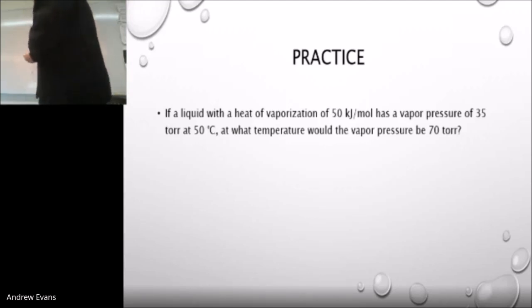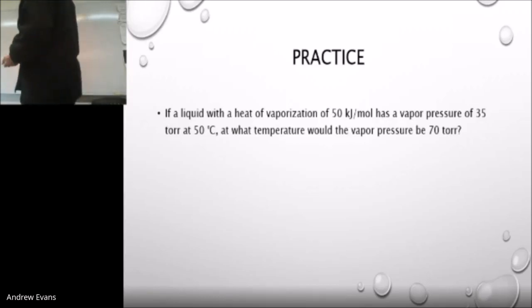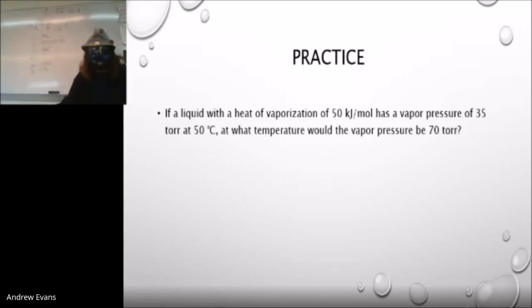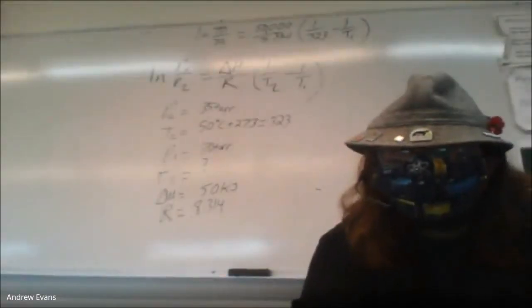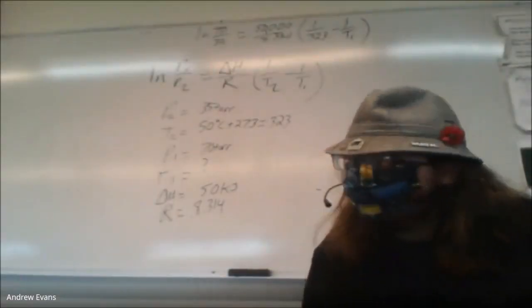What is the temperature? Plugging in: ln 70 over 35 equals 50,000 over 8.314, times 1 over 323 minus 1 over T1. So I've just rewritten my equation with all the values written out.